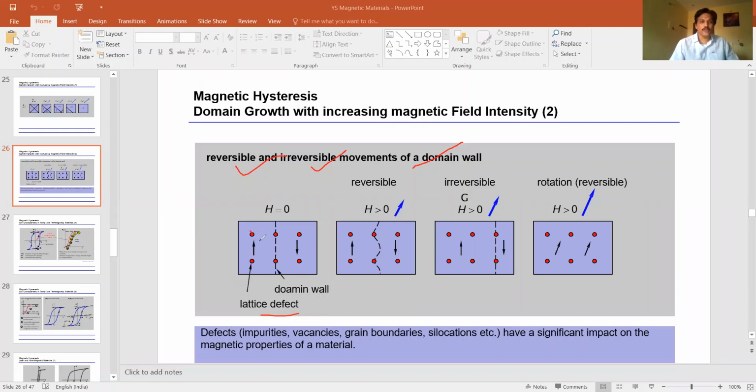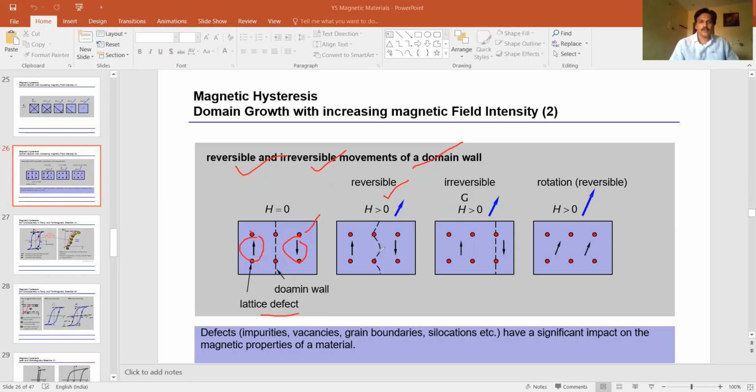This is a domain. In this domain 1, this is the orientation of the domain. In this domain 2, this is the orientation of the domain. These are the defects, and this is called the domain wall or Bloch wall. If H increases, there is a reversible movement of the domain. If H decreases, it once again shows this same straight line.